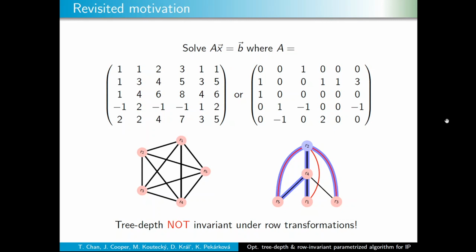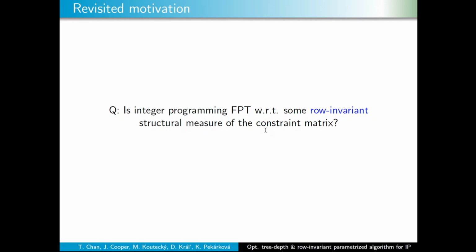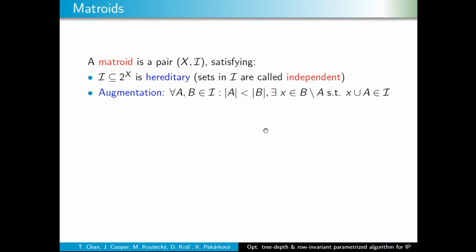Indeed, I can have 2 instances of IP which are row equivalent, these examples above, for instance, where the algorithm of Koutecký, Levin, and Onn would work much faster on one than the other. So it would work much faster on this instance of the IP than this instance, even though these matrices essentially represent the same set of constraints. So our goal was to overcome this obstacle. We wanted to know, is integer programming fixed parameter tractable with respect to some row-invariant structural measure of the constraint matrix? So this is where the matroid theory actually comes into play.